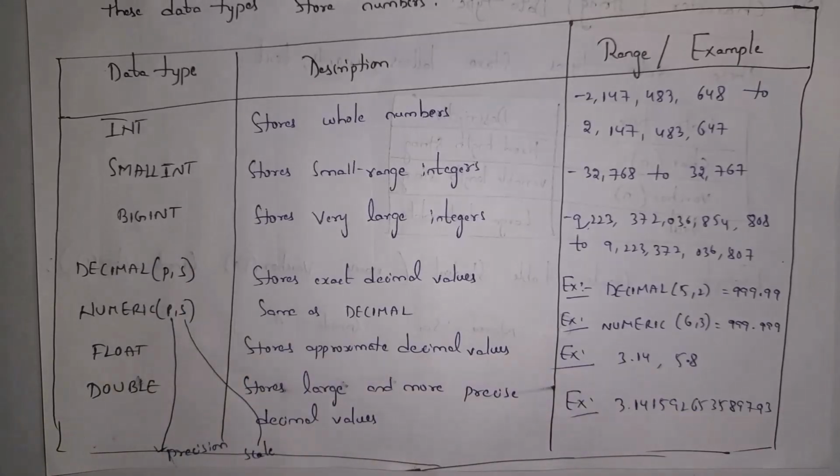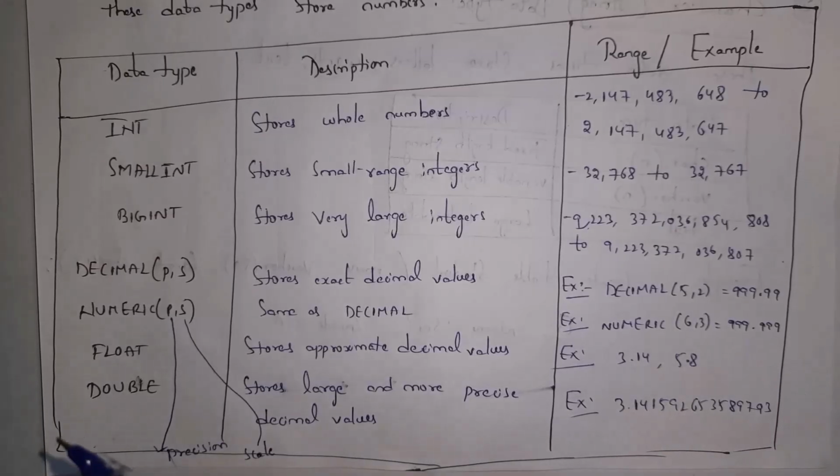And the next number type is numeric data type, which is the same as decimal. This is an example. Here, numeric, inside the brackets I give precision 6 comma scale 3. Before the point 6 digits are supported, and after the point 3 digits are supported. So 999.999 is an example.